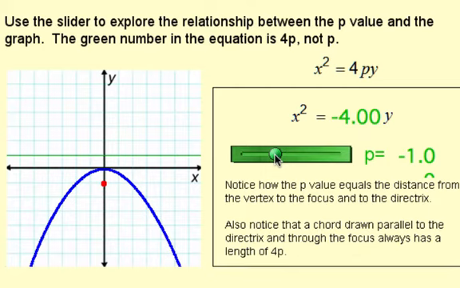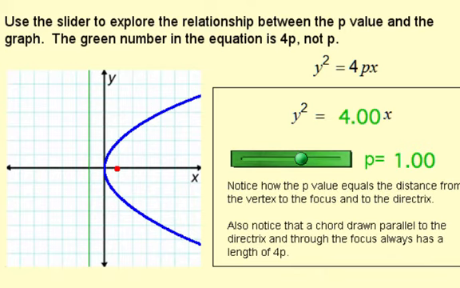Now the p-value is negative. Notice what happened. Well, the parabola is upside down now. It's open down. And that's all that changes. The same pattern with the distance between the vertex and the focus and the directrix applies. So right now the equation is x squared equals negative 4y. The p-value is negative 1. The distance here is 1 between the vertex and the focus and the vertex and the directrix.